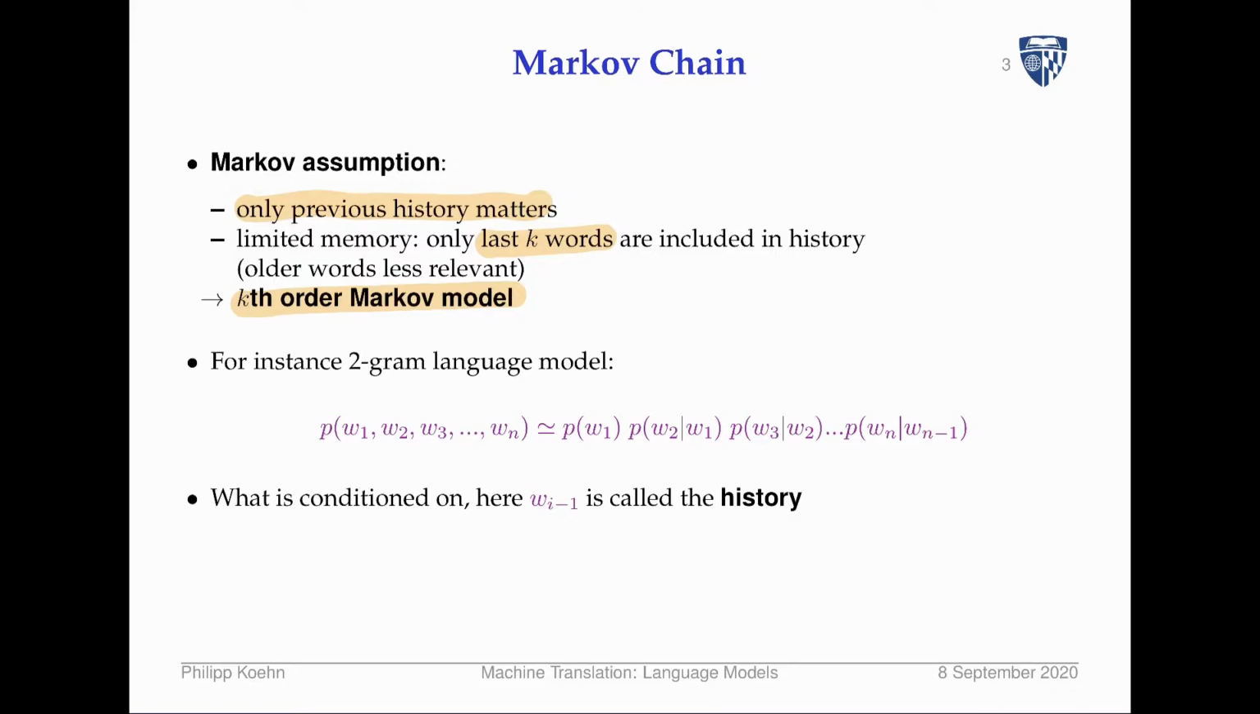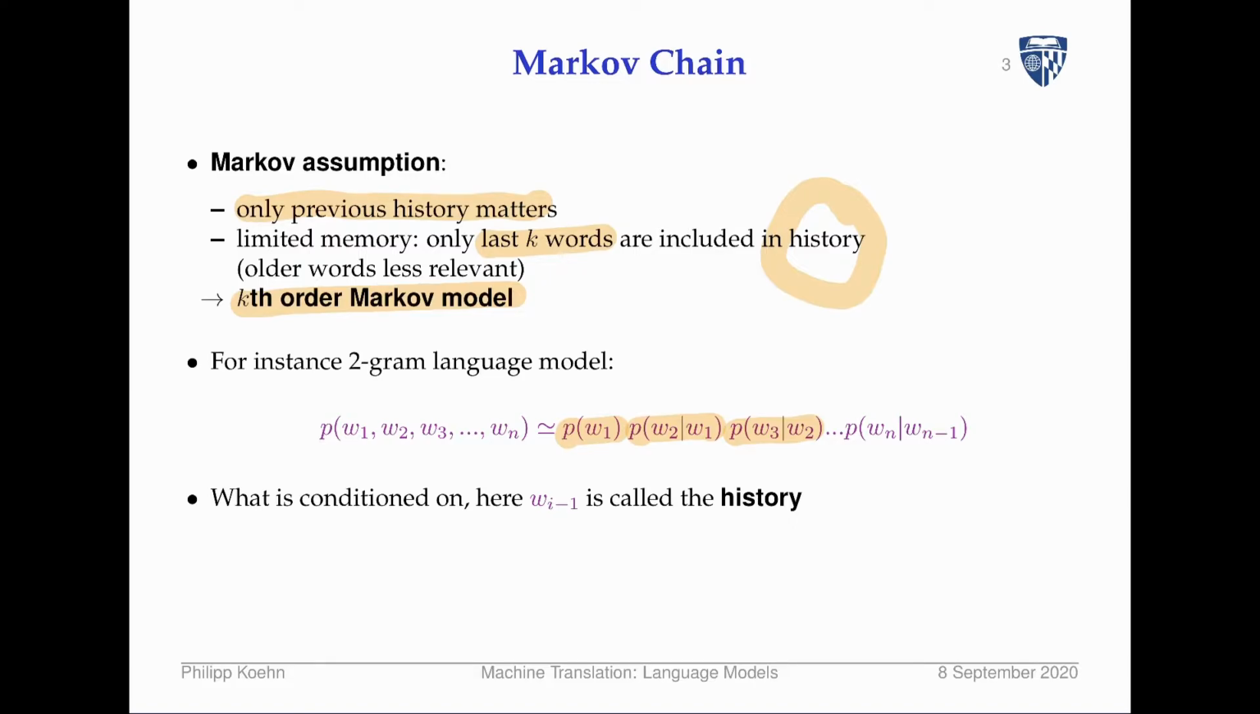I snuck in here the term history. So this is in language models, the sequence of words that we're conditioning on. So an example of a 2-gram language model, where we look at word sequences to make predictions. Well, we start with probably the first word, then the probability of the second word given the first word. But then when we predict the third word, we don't look at the first word anymore. We only look at the second word, and we're ignoring the first word at that point, and we keep going.